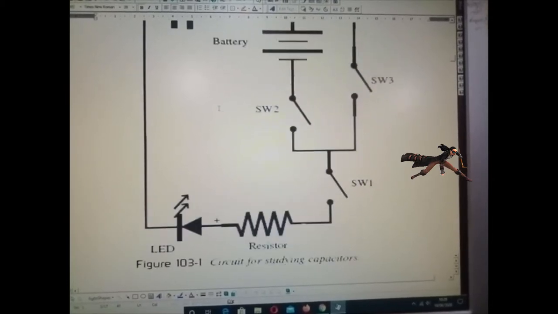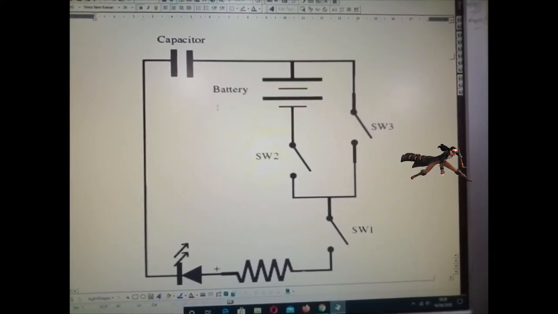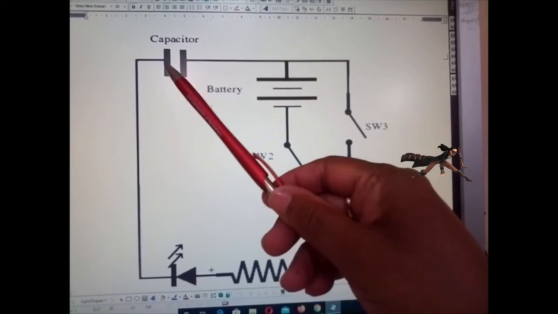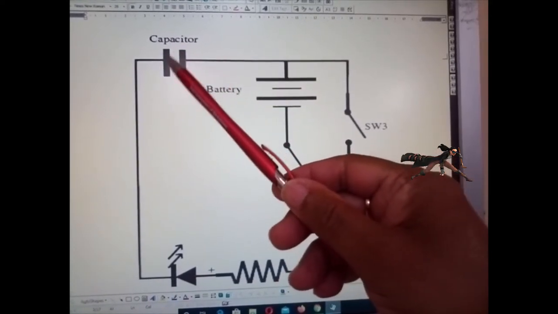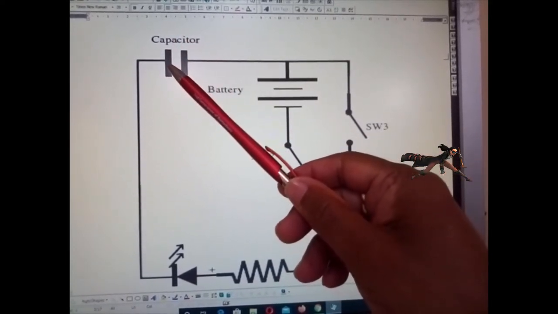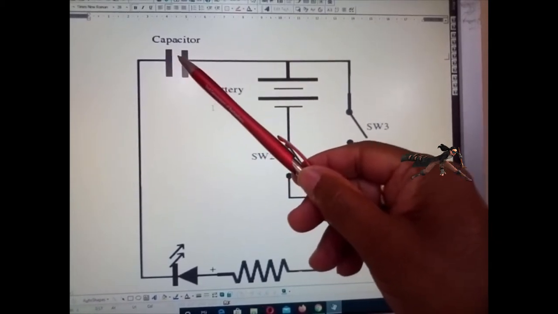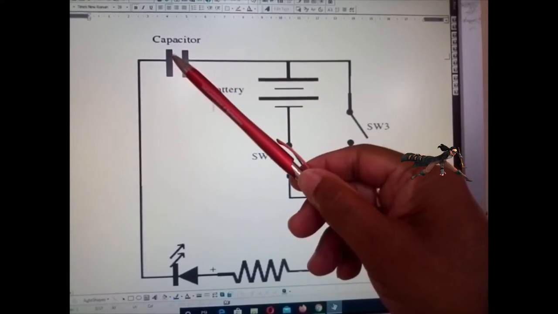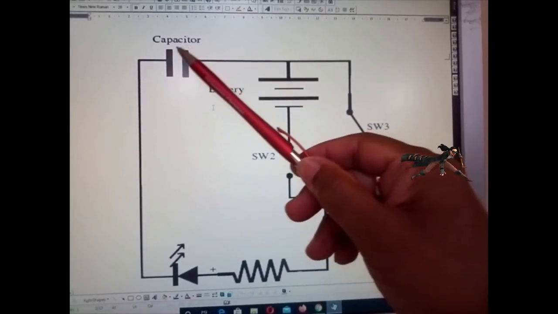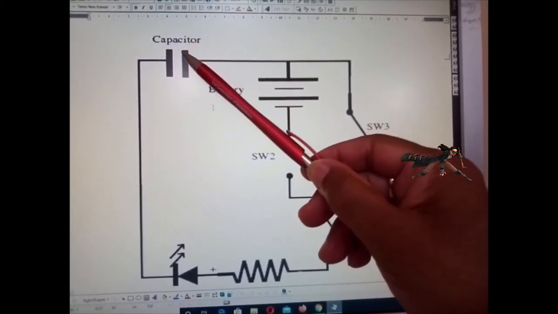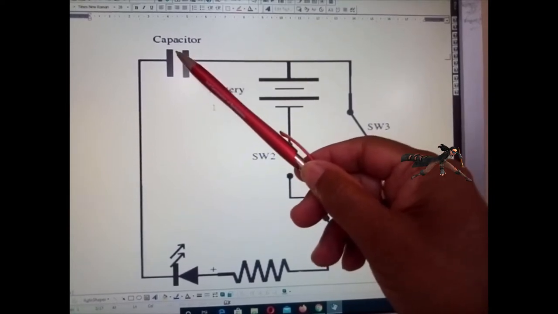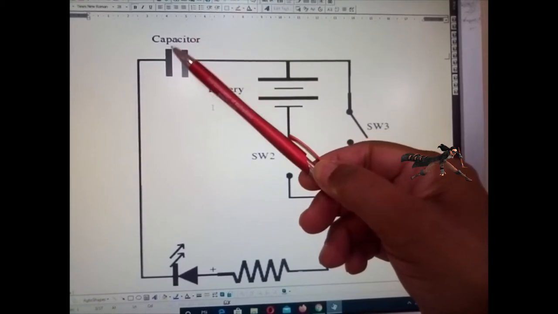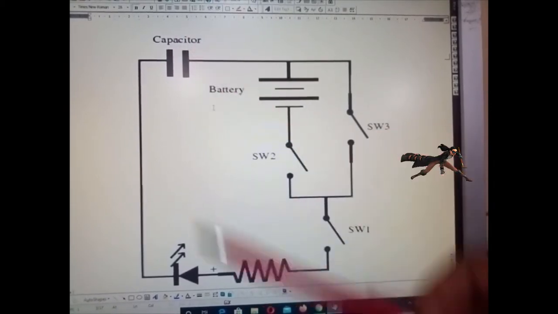Now, here, this is just a standard capacitor. It's non-polarized, okay? But what we would ideally like here is a polarized capacitor. So what we're looking at here would be an electrolytic type of capacitor. So I would change this for an electrolytic capacitor of the same value, okay? That gives us more definition in regards to polarity.